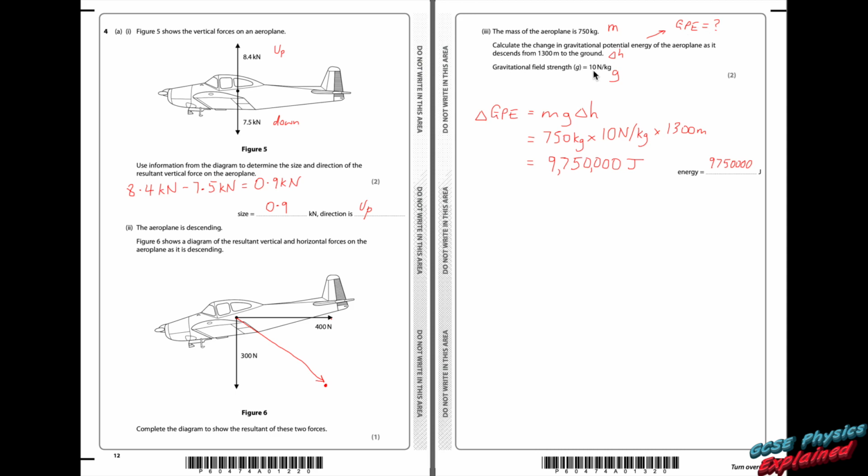Gravitational field strength is 10 newtons per kilogram. The equation that we need is the change in gravitational potential energy equals mass times by gravity times by the change in the height. So we'll just pop the numbers in and the answer comes out as 9,750,000 joules.